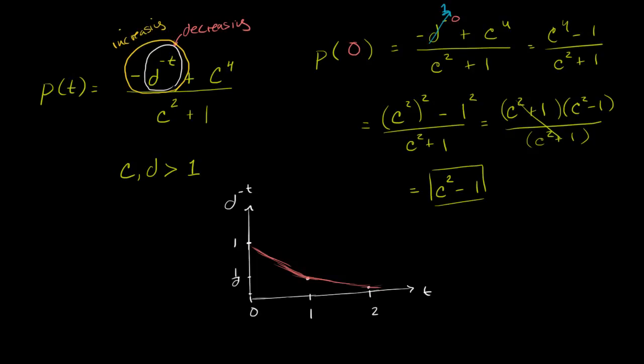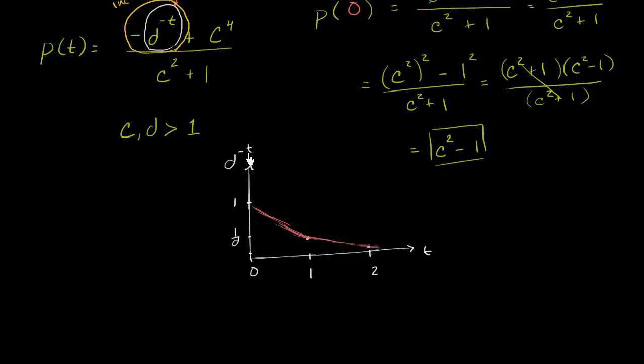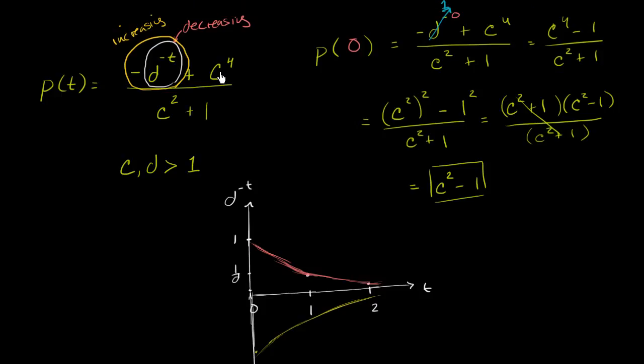Another way to think about it, if you wanted to plot negative d to the negative t, it would look like this. It would just be the negative of this right over here. So it would look something like this, in that yellow color. So this whole term right over here, negative d to the negative t, is constantly increasing. And we know that all of these other things are just going to be fixed. So this entire expression is constantly increasing, starting at t equals 0, and then t going into larger and larger positive values.